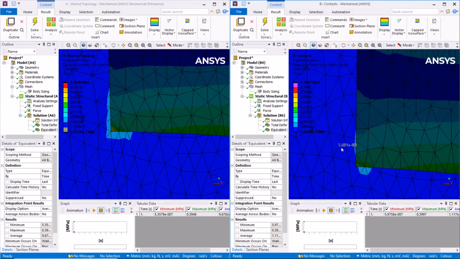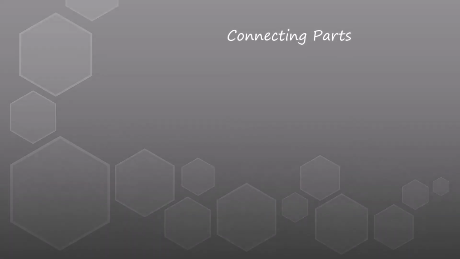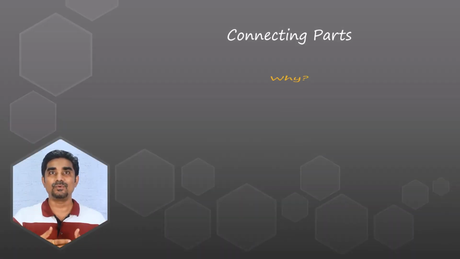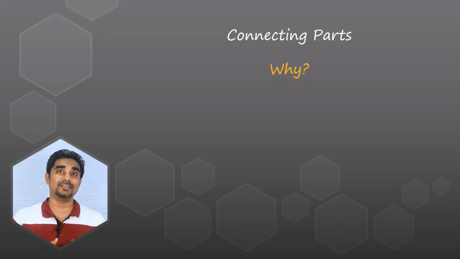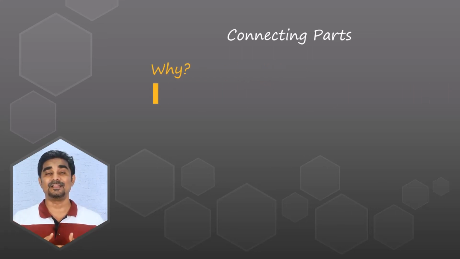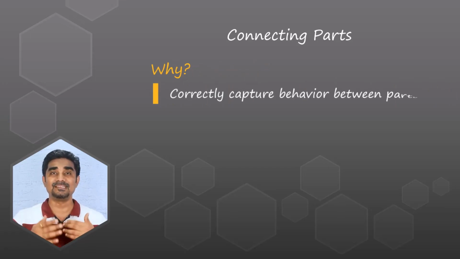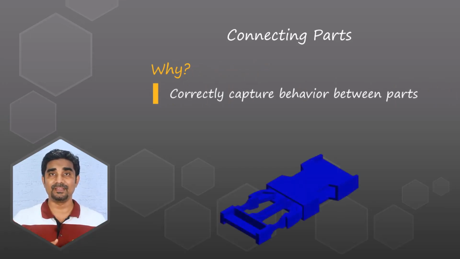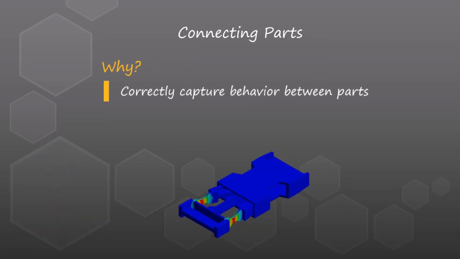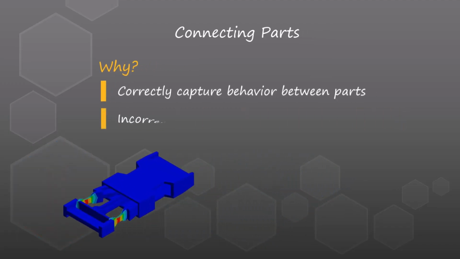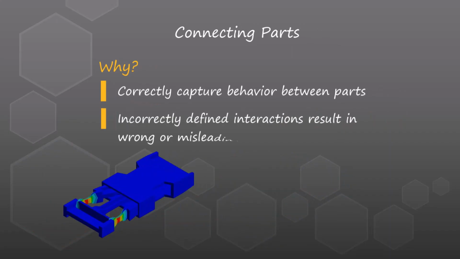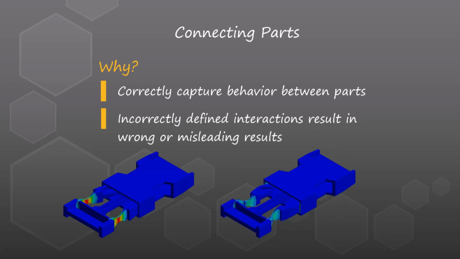This concludes our demo. Let's summarize the key points that we can take from this video. The first important point to remember is why we need to connect different parts of an assembly together. Creating the interactions between the parts of the assembly is important to capture their correct behavior with respect to each other. The interactions between parts must be a user input and not an assumption made by the software, since incorrectly defined interactions can result in wrong or misleading results.